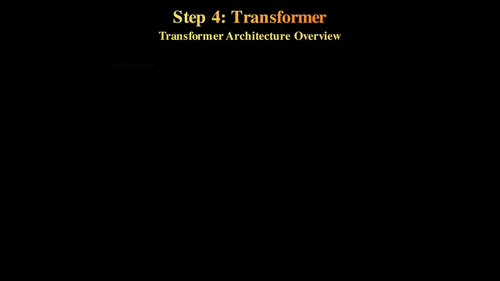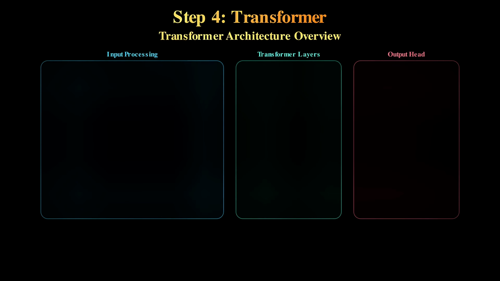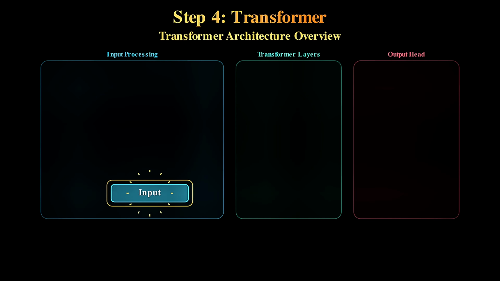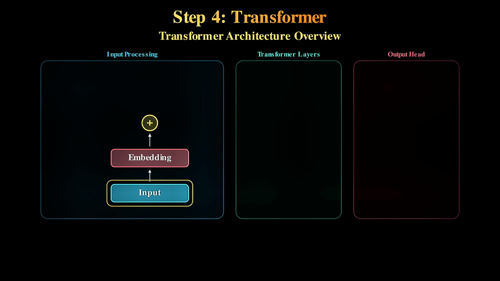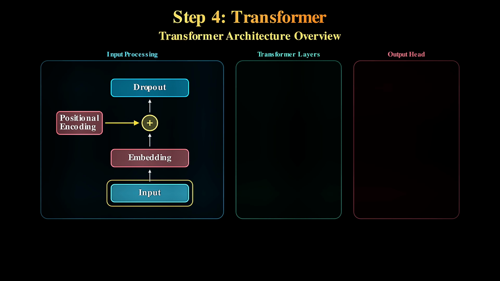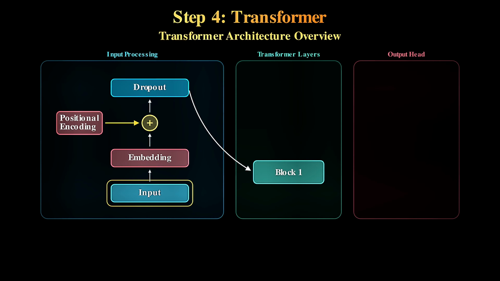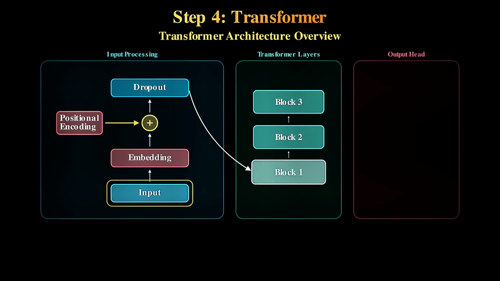First, let's get an overview of the full transformer architecture. On the left, we have input processing. The input text goes through an embedding layer, then positional encoding is added, followed by dropout for regularization. In the center are the transformer layers, a stack of repeated blocks. Each block refines the model's understanding of the text. Here, we're showing 3 blocks, but in practice, there can be many more.